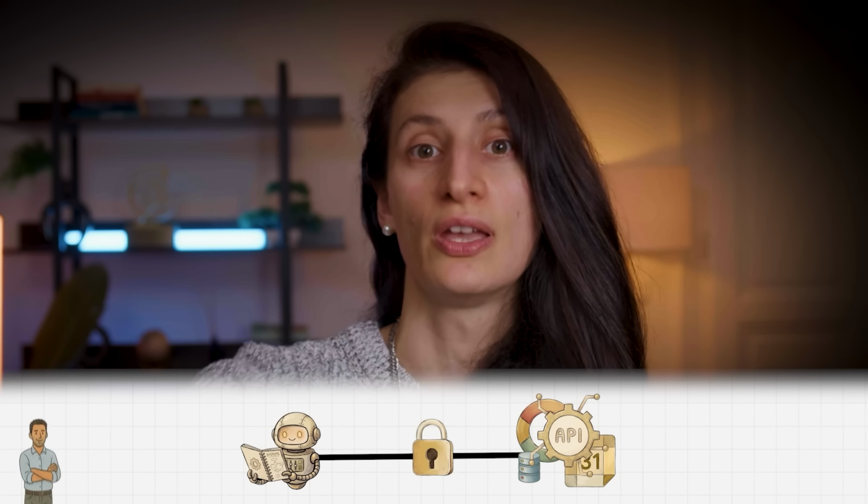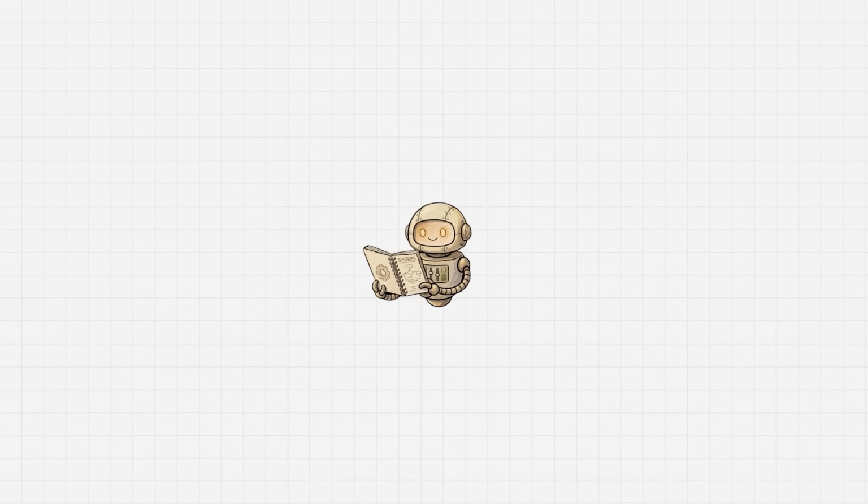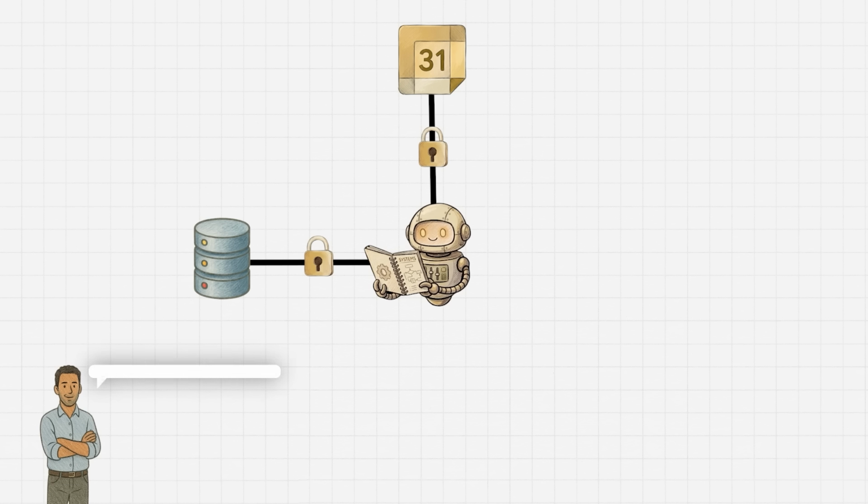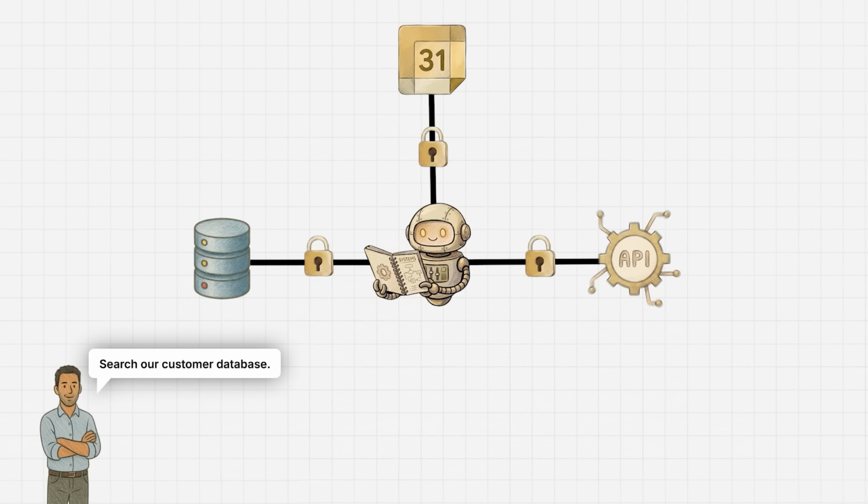The agent has access to tools, or you give it access to any tools that you want it to use. And these are not just documents or information, these are actual functions that it can call on your behalf. For example, it could be access to your Google Calendar. It could be access to a database query tool where you say, search our customer database for this specific information. It could be an API integration. You can tell it, call Stripe API to check payment status.